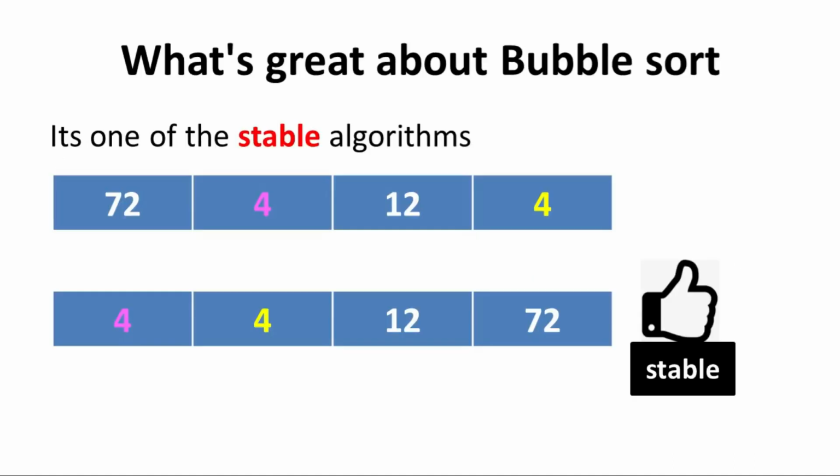There is one biggest advantage of bubble sort. It is a stable algorithm. It has one of the greatest features of sorting algorithms called stability. How can I say bubble sort is stable?